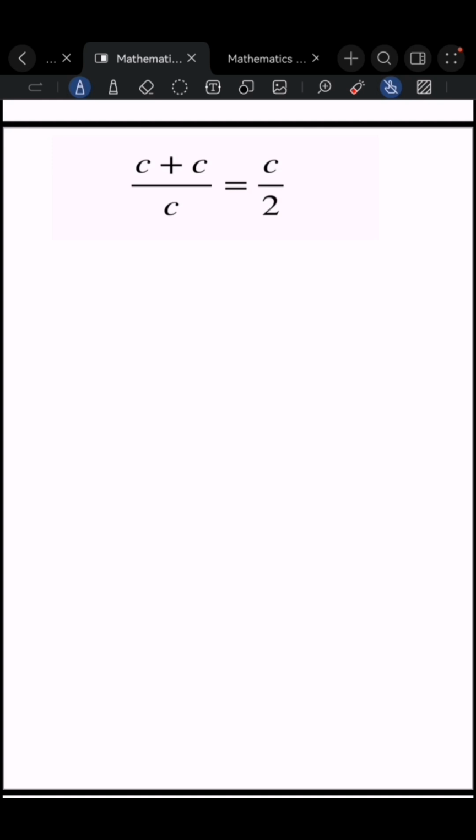Alright, c plus c divided by c is equal to c over 2. Alright, solve for c. Therefore, 2c divided by c is equal to c over 2. Therefore, 2 is equal to c over 2. Therefore, 4 is equal to c. c is equal to 4.